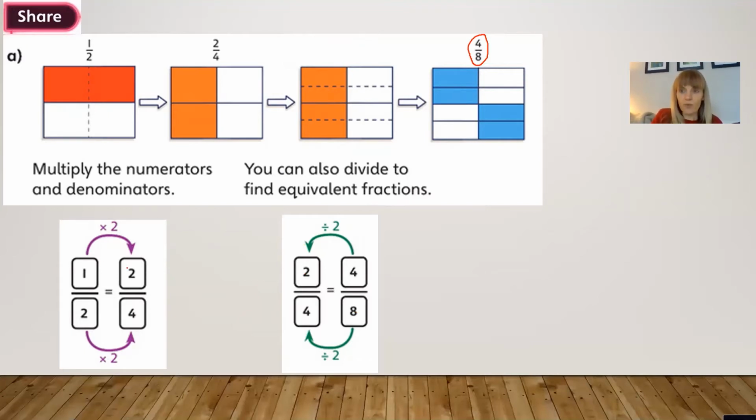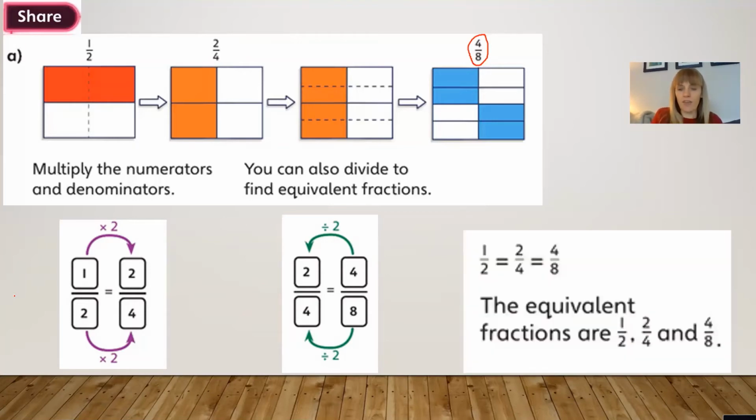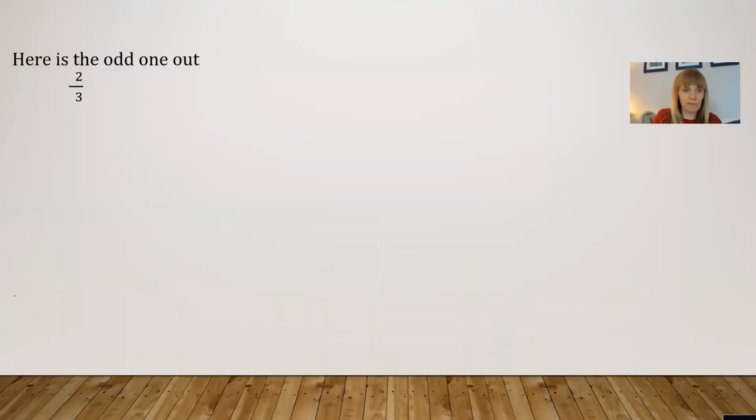A really important part to remember is whatever you do to the top of your fraction, you have to do the same to the bottom and vice versa. You can never say, right, I'm going to times the top by 2 and then multiply the bottom by 3. You have to be fair and it has to be equal. You have to do the same to both sides. So there they are. The equivalent fractions are a half, 2 quarters, and 4 eighths.